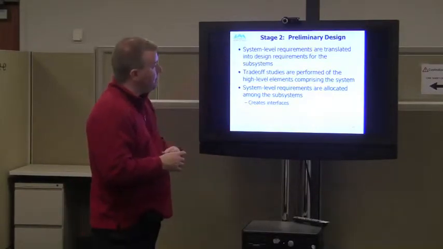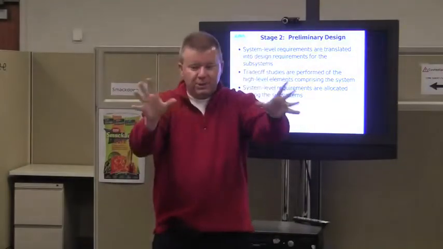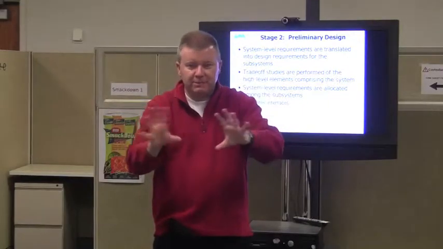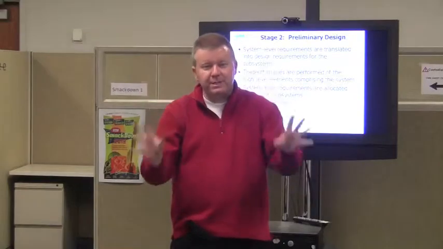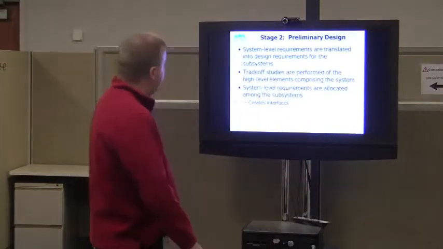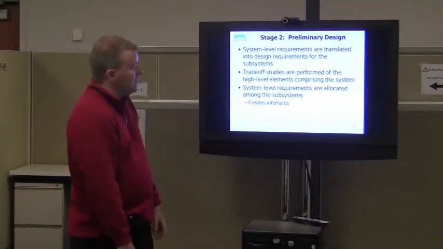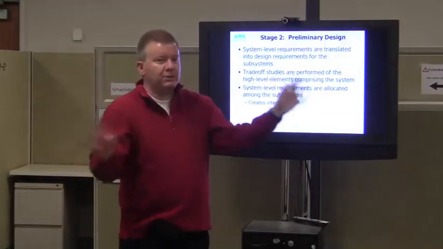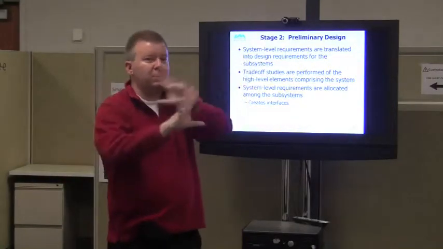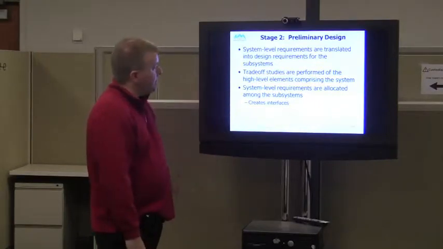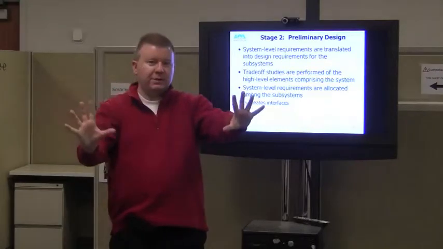The system level requirements are translated into design requirements for the subsystem. So now we take the system and start breaking it down into pieces, right? And the subsystems have requirements, the elements have requirements, and that just continues to go down through the details, and you go into detailed design like that, right? Trade-off studies are performed of the high-level elements comprising the system, because then you can figure out and make sure you've got everything correct. That's the right element or system to use. This is the right thing to use. We can get it all together. The system level requirements are allocated among the subsystems, and when that happens, you create the interfaces, right?